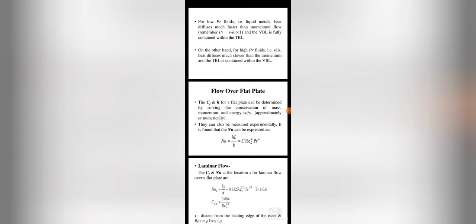So the Cf and the h for flat plates can be determined by solving the conservation of mass, momentum and energy equations. They can also be measured experimentally. It is found that the Nu can be expressed in the form Nu equals hL by k, which is also equal to C Re_L raised to m into Pr raised to n.